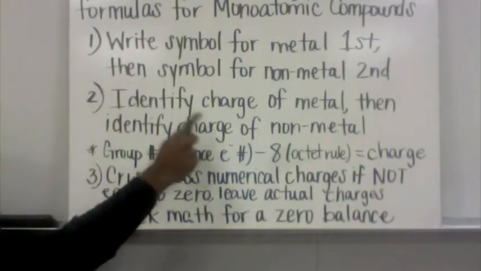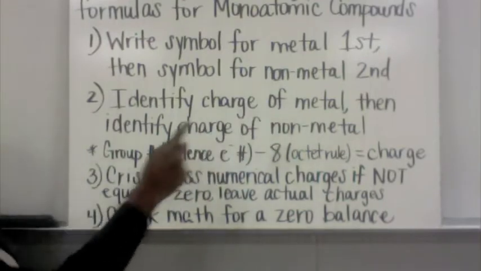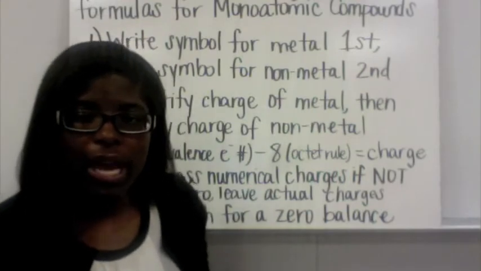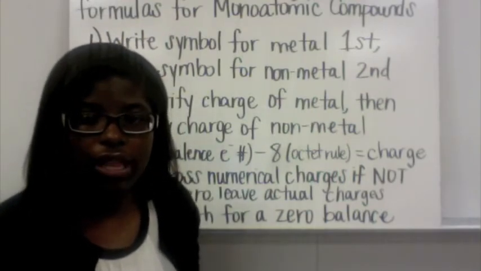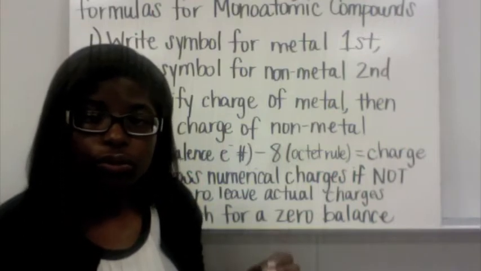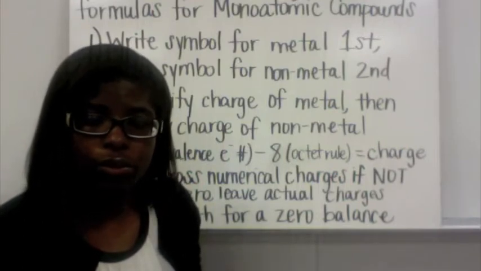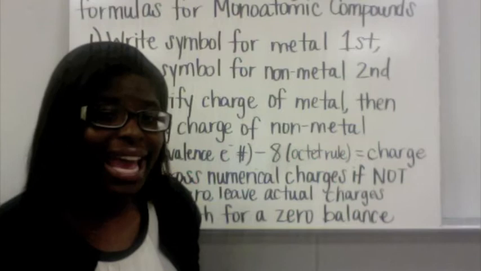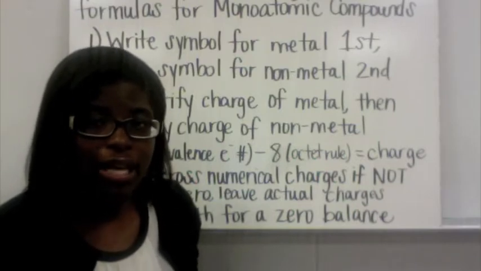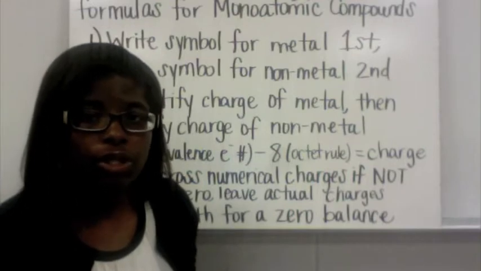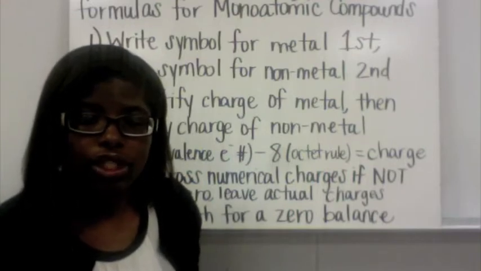Second step, identify the charge of the metal. Then identify the charge of the non-metal. If you think back to the oxidation, valence electron, and octet rules that we talked about, remember group 1 and group 2 elements: their charges are their group numbers. All your metals are going to be cations, which means they're going to have a positive charge. Anything in group 1 or group 2 is going to have a +1 or a +2 charge. We'll talk about the transition metals later.